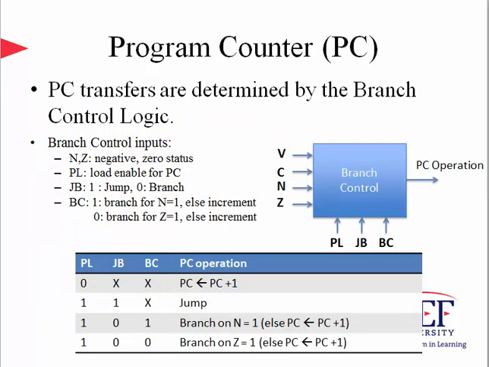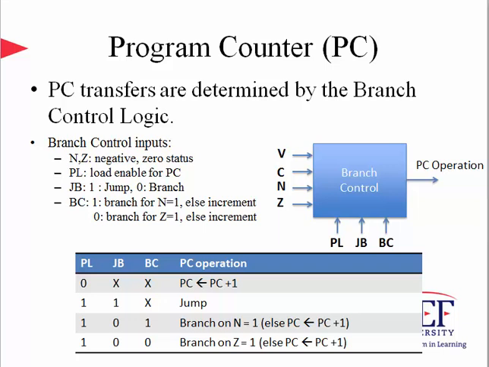Since in this microarchitecture status bits can affect the branch operation, first off, we need an enabler that is denoted as PL. If it is 0, the PC is incremented. Otherwise, it's either a branch or a jump operation. JB is used to differentiate between jump and branch. If it is 1, jump is selected, otherwise branch. To select between negative and zero contents, we need another select bit, which is BC in our case. The table summarizes the explanation I've given you just now.